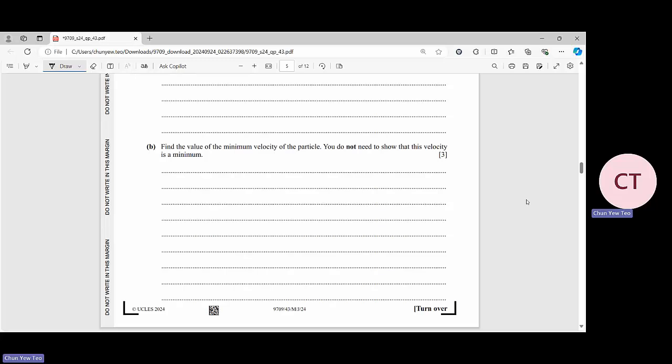Find the value of the minimum velocity of the particle. Do not need to show that the velocity is minimum. So to find the minimum velocity means we have to find dv/dt. Our v is, we replace the k that we found earlier, k becomes 3. From here we want to find the acceleration. That means dv/dt will be 6t minus 4. So dv/dt equal to 0 in order to get a minimum velocity. So your t is 2 over 3.